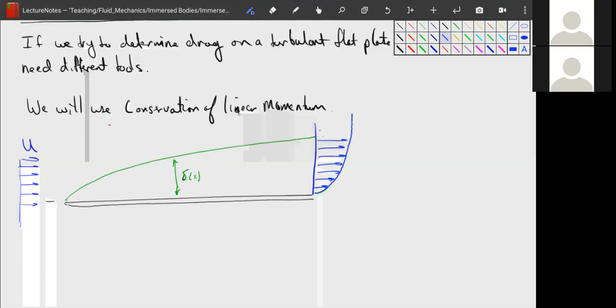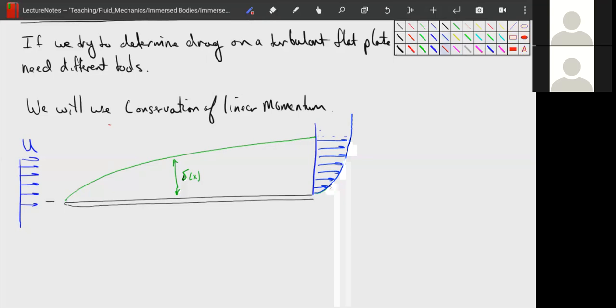And our goal for what we're going to do today is to try to develop similar tools to what we had for laminar flow on flat plates. So we want to be able to calculate the drag mostly. But doing it for turbulent flow is much more complicated because we don't have an analytical solution for the velocity profile. So we're going to have to be a little bit more creative, and we're going to have to use our conservation of linear momentum tools that we've developed before.